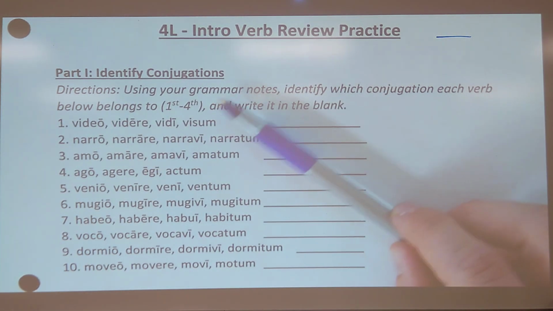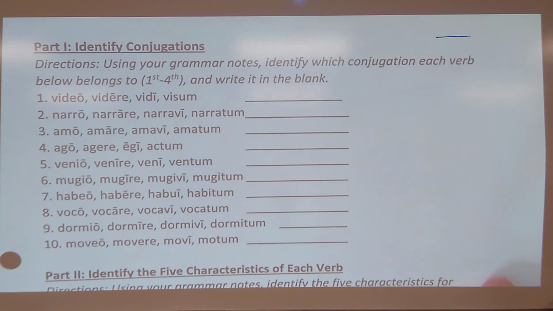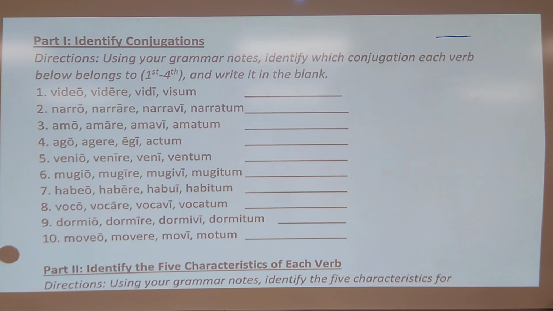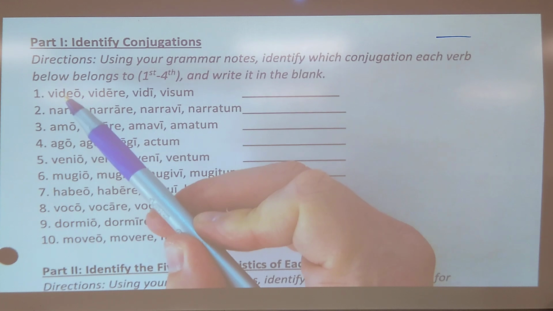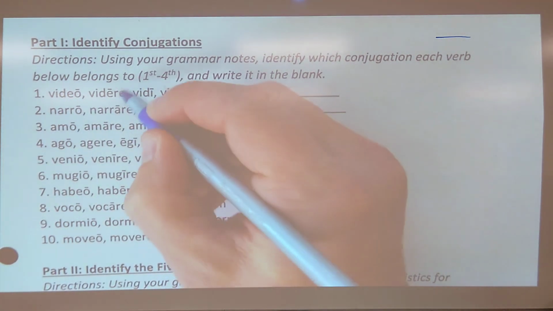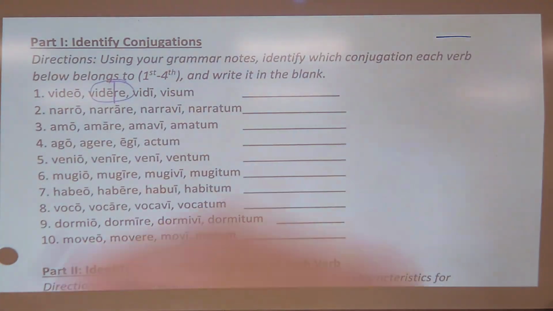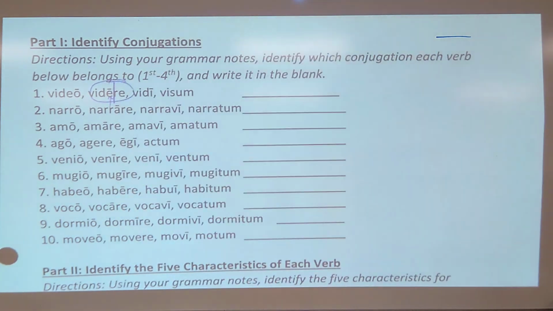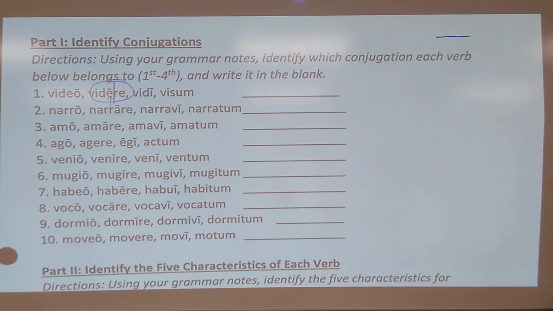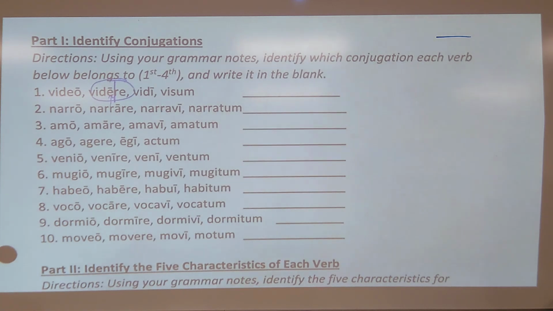In part 1, again, we're identifying the conjugation. To identify the conjugation of any verb in Latin, you just have to follow these steps. You go to the second principal part, so we have all 4 principal parts here. You chop off the RE, and the last letter you're left with is what's called your stem vowel. There are 4 stem vowels in the Latin language, 1 for each of the 4 conjugations.